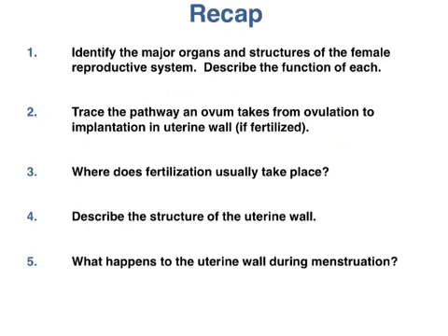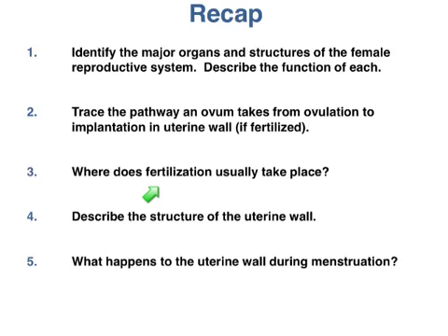Okay, so after studying this video, which is just a quick introduction to female reproduction, we'll get into more detail with the physiology video. But you should be able to identify major organs and structures and talk a little bit about their functions. So the ovaries, the uterine tubes, the uterus. You should be able to trace the pathway an ovum takes from ovulation to implantation in the uterine wall if it's fertilized. If it's not fertilized, it's simply swept out of the uterus.